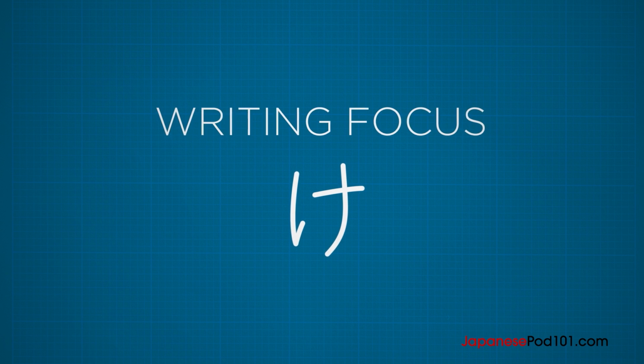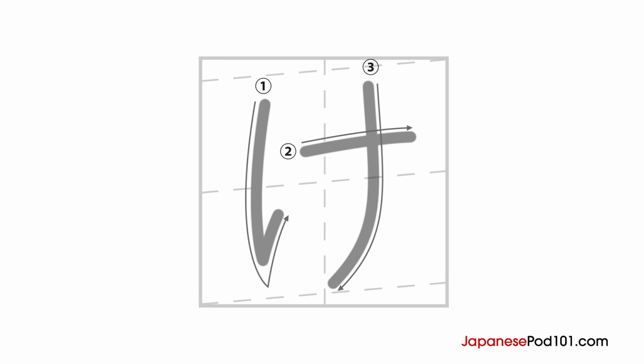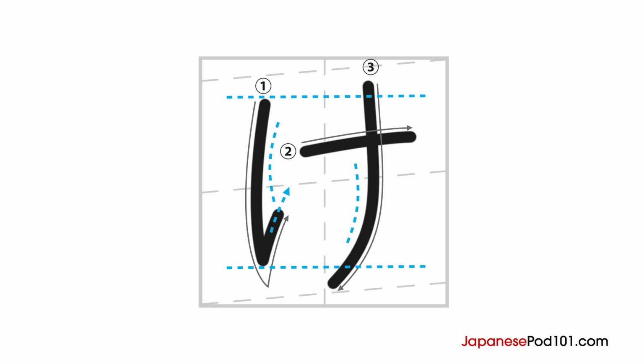Hiragana ke is written in 3 strokes. The first stroke is a vertical stroke with a slight outward curve, and then ends with a hane. After the hane, continue on to the next stroke. It is a short horizontal line. The third stroke is another vertical stroke that curves opposite to the first stroke but starts a bit higher and ends lower. Flick your pen at the end of this stroke. Okay, let's see it again.